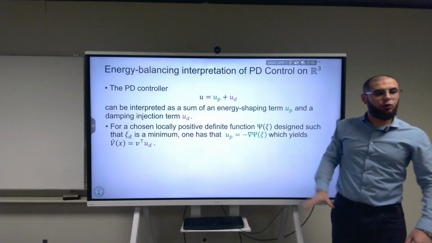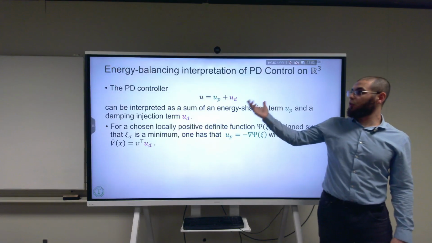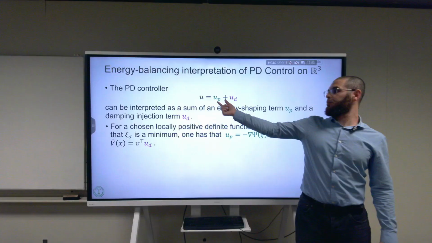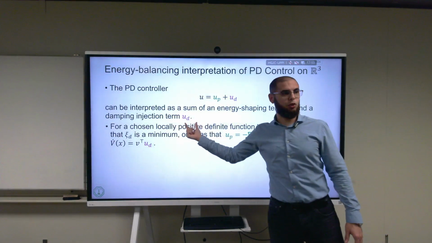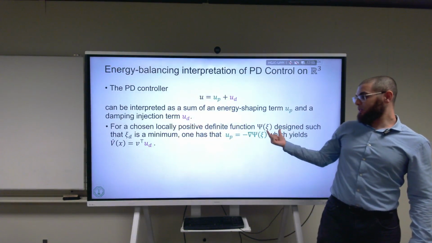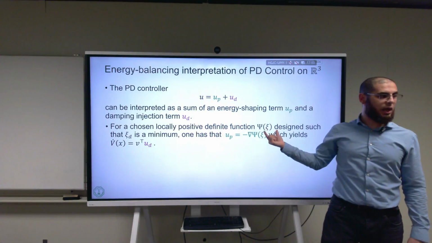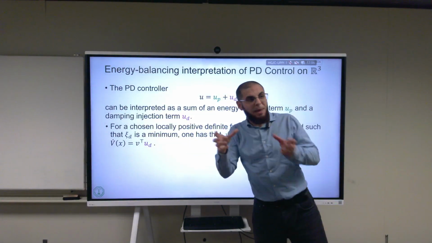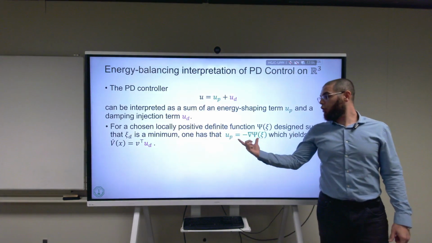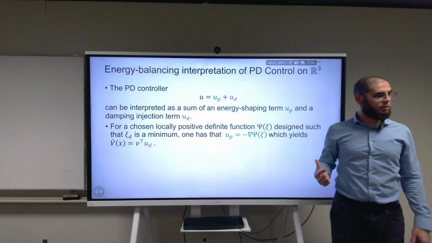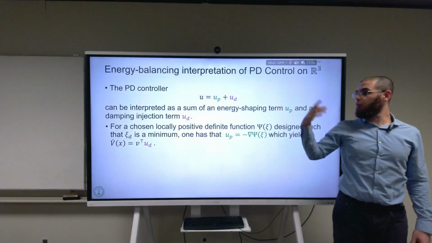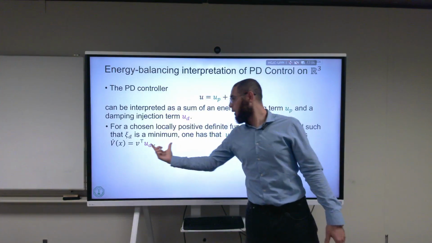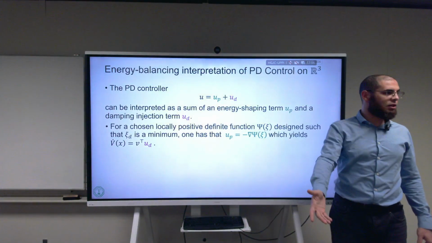So now this is the conclusion: the PD controller that we just looked at, I can reinterpret as a sum of an energy shaping term UP and a damping injection term UD. If I choose here a locally positive definite function psi of the position, and I design it such that psi desired is a minimum of that function, then I can always choose the proportional term to be like this. And if I plug in the V dot, I will always get this term here by construction. No matter what I do, I will always get this term there. And thus it's natural how to continue.